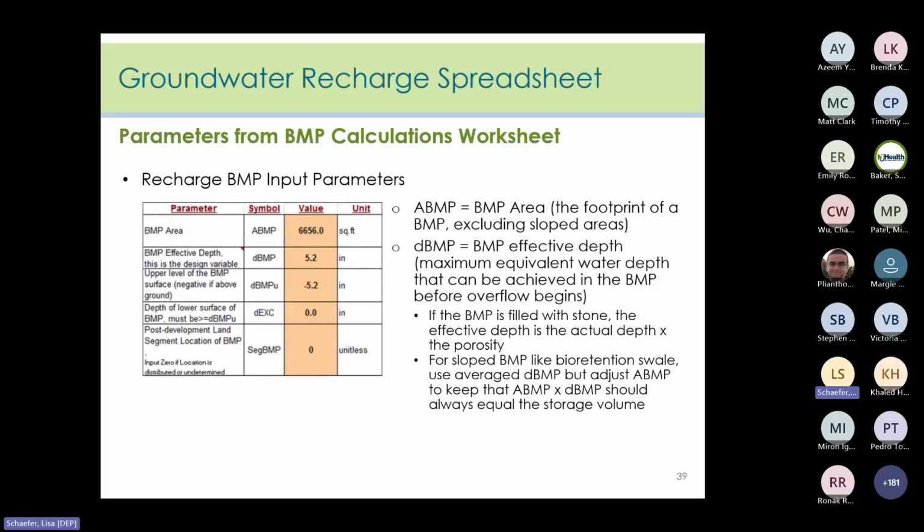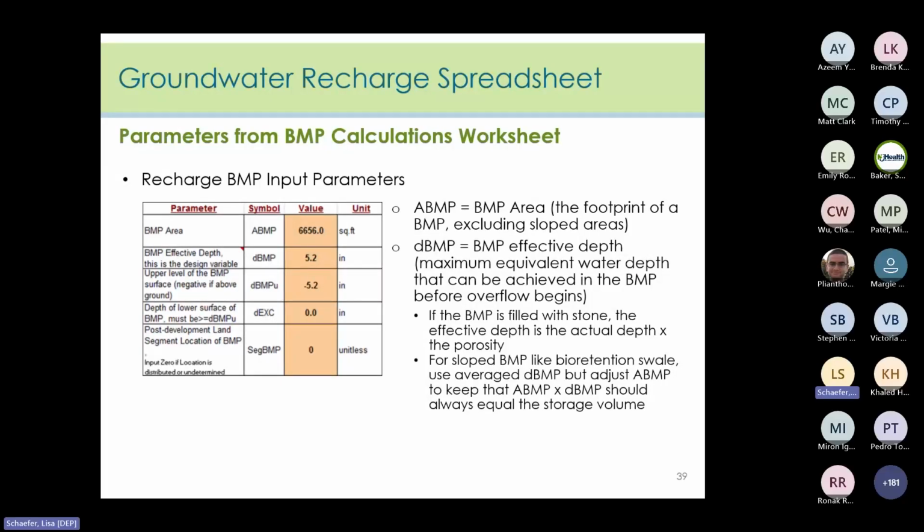Now, for the parameters from the upper left corner of the calculation worksheet. ABMP is the BMP area for infiltration. The sides of a BMP, which are often sloped, are not counted for infiltration, so they're not counted for groundwater recharge. DBMP represents the BMP effective depth, meaning the max equivalent water depth achieved before overflow begins.